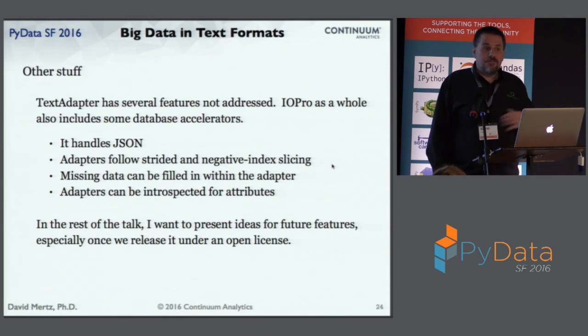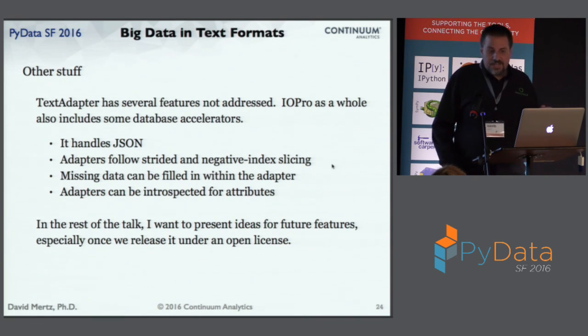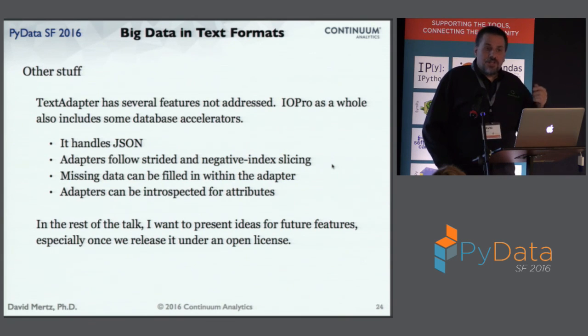So there's a bunch more stuff that is in TextAdapter and will be in the free software release. It can deal with JSON stuff, and I didn't really show examples, but slicing does the stuff you'd expect with strides and negative indexing and all of that. You can do a couple other setup method calls about how missing data will be filled in, like if there's just an empty field in it, then treat that as some certain value. You can do some introspection of these adapters to find out what was inferred and what's happening with them.